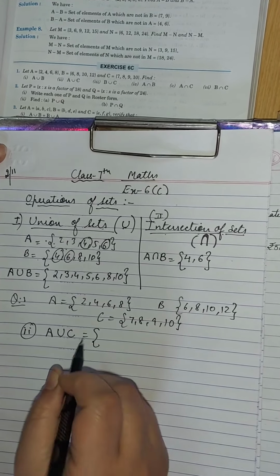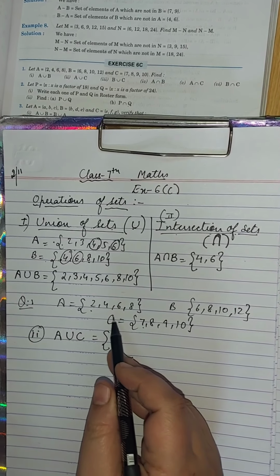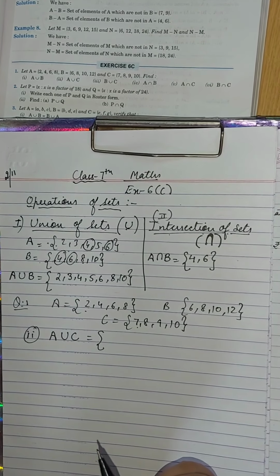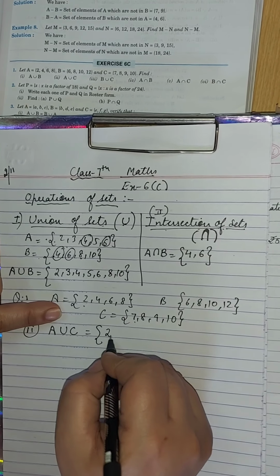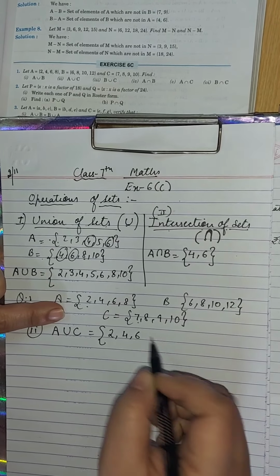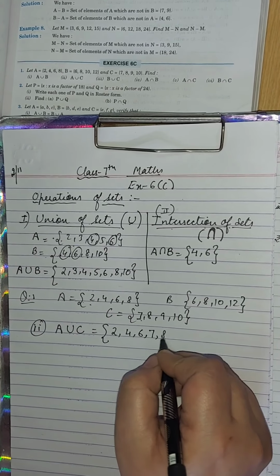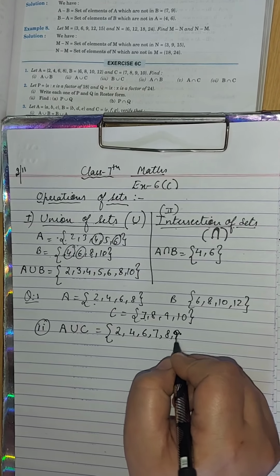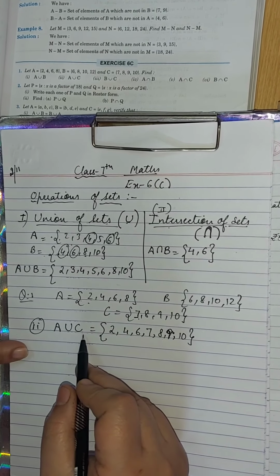मतलब आपने A और C के सेट को कंबाइन करना है, पर जो एलिमेंट रिपीट हो रहा है, जो एलिमेंट कॉमन है, उसे एक ही बार लेना है. So A is 2, 4, 6. Now 7, C is also there. We will take 7, 8, 9 and 10. So this is A union C.